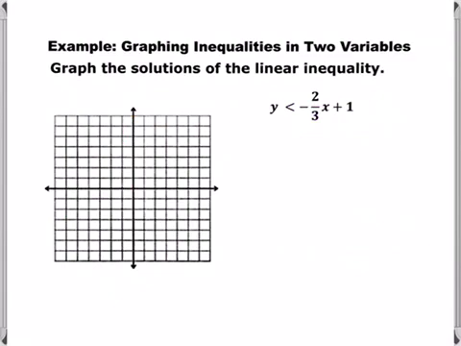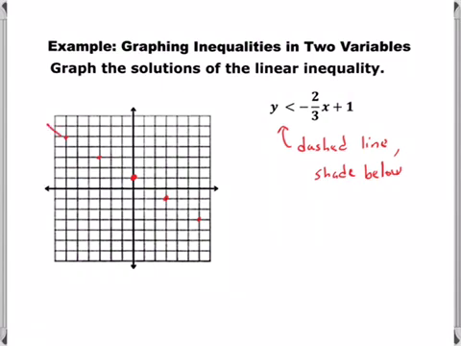Next example, we have y is less than negative 2/3 x plus 1. This is already in slope-intercept form, so we're good to go. This symbol tells us we're dealing with a dashed line, and we're going to be shading below because it's less than. So we start by plotting our y-intercept at 1, apply our slope, down 2, right 3, down 2, right 3. Go the opposite direction, up 2, left 3, up 2, left 3.